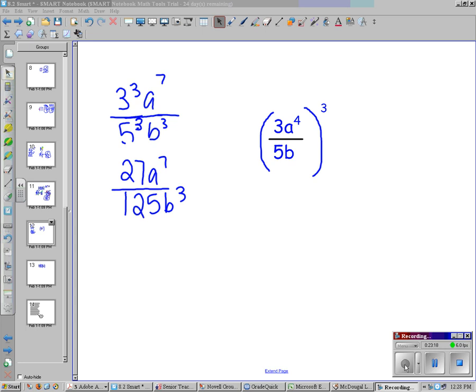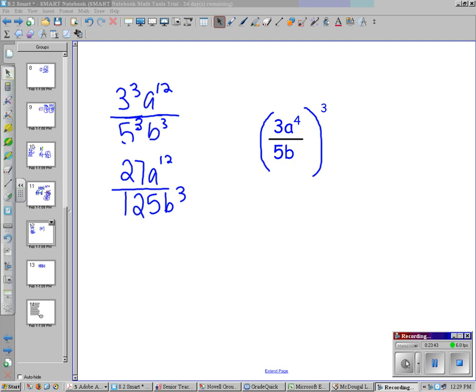Okay, up at the board we have 3a to the, so that now we have our power to our power corrected. We should have 3 cubed, a to the 12th, 5 cubed, b to the third. And when we're evaluating, that means we have to figure out what the constant is equal to. 3 cubed is 27, 5 cubed is 125, and we've got our a to the 12th over b to the third. That's all the further we can go.